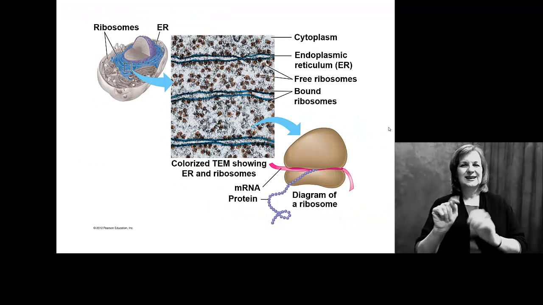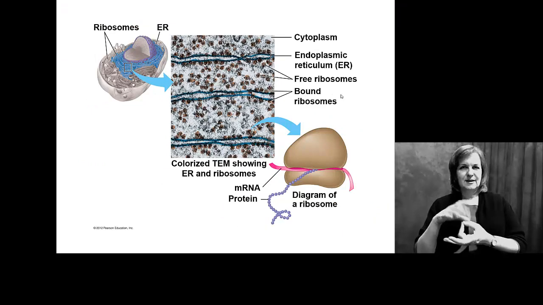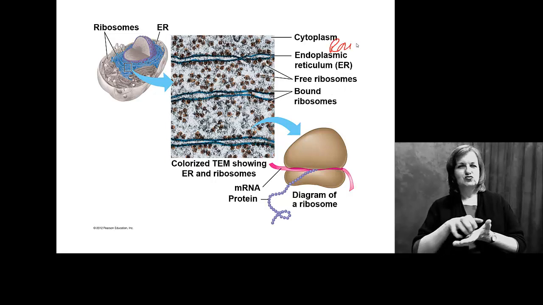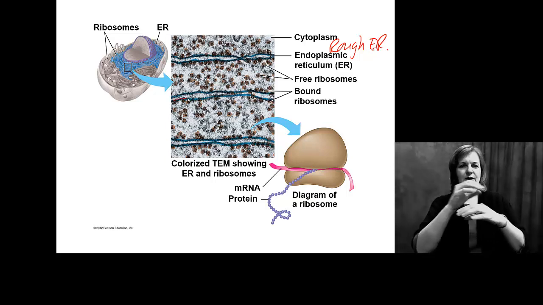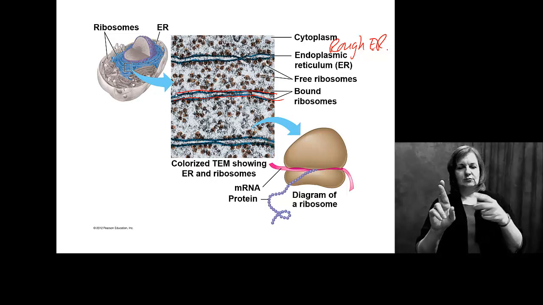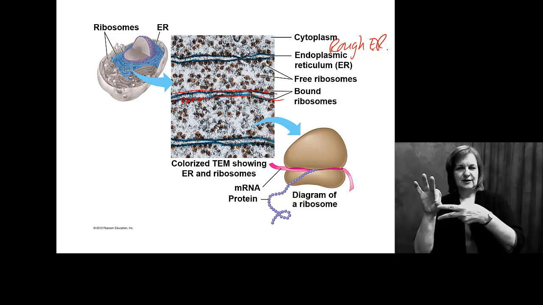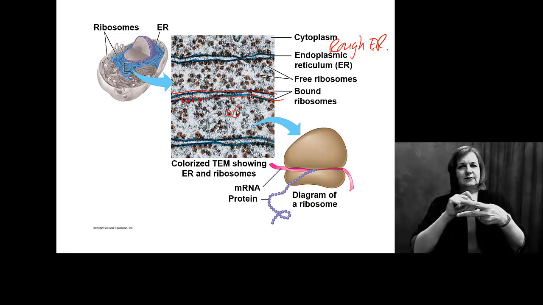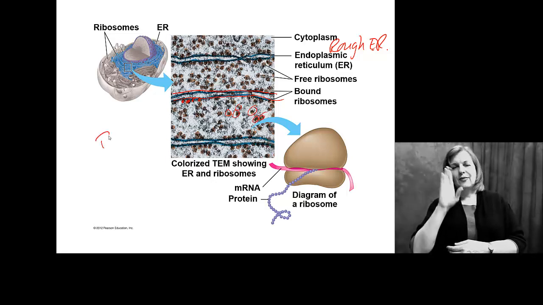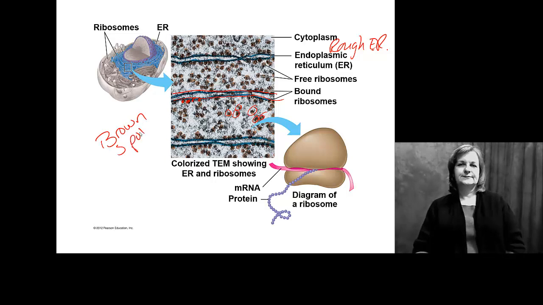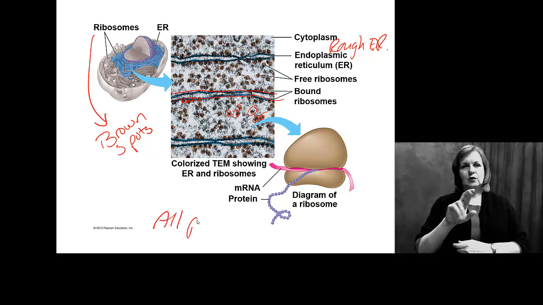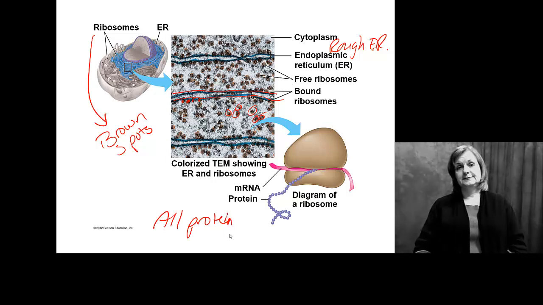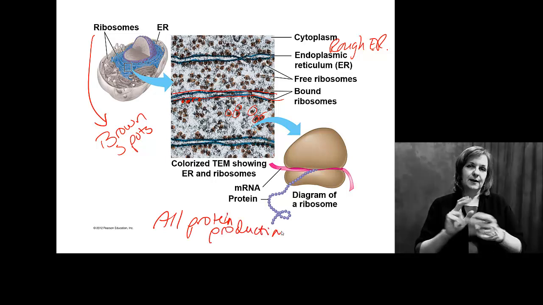So here's a TEM of the bound ribosomes on the RER, or the rough ER. And you see them, they're attached to the surface. This blue line is the RER, and the ribosomes are attached. But you also see a lot of them that are just off by themselves. The ribosomes are all of the brown spots. So if you see them off by themselves, those are the free ribosomes. All of them are going to make proteins, or help to make proteins.